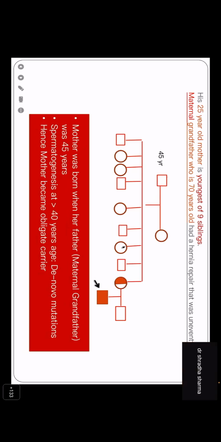Though all of her siblings are not affected, she becomes an obligate carrier due to de novo mutation, and as a result, she transmits it to her male child. Is this clear? Yes, ma'am.